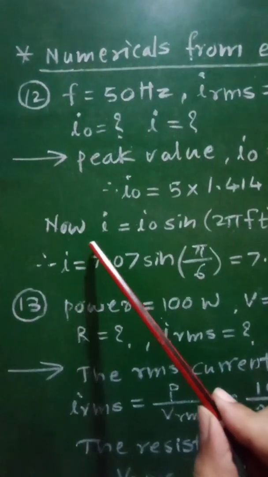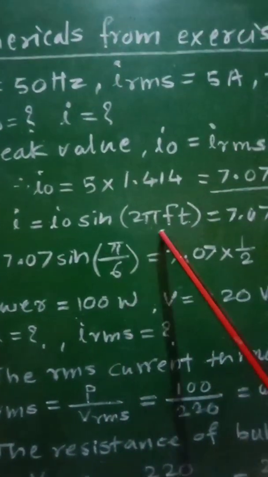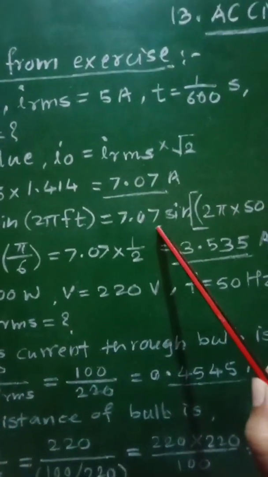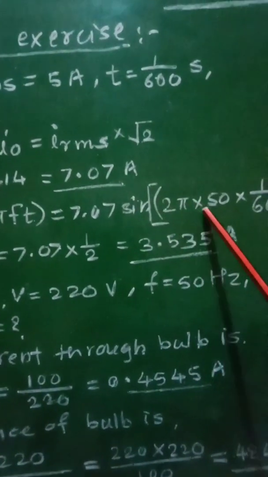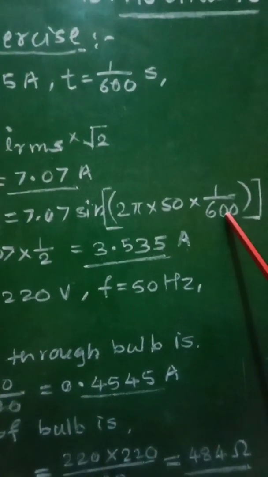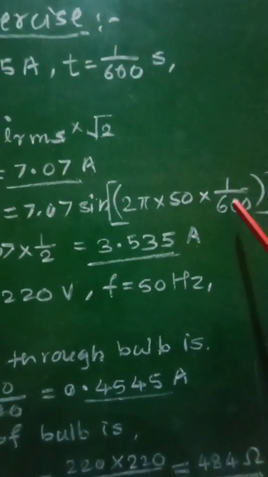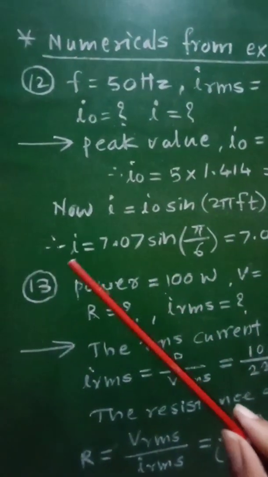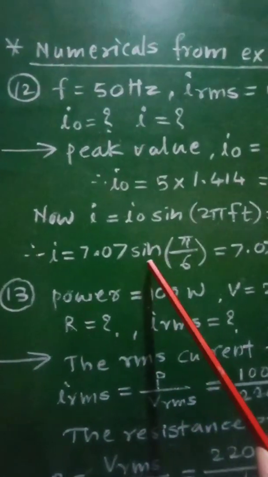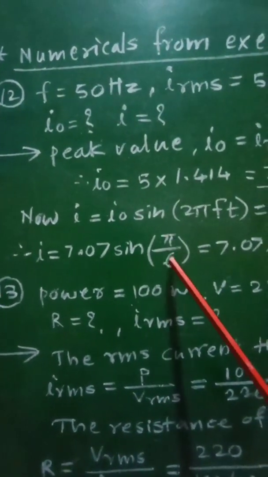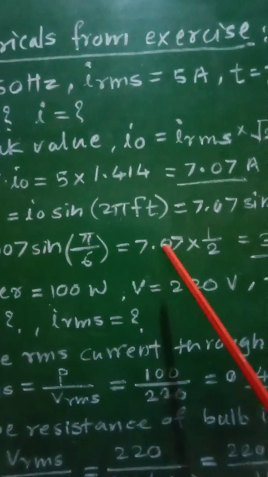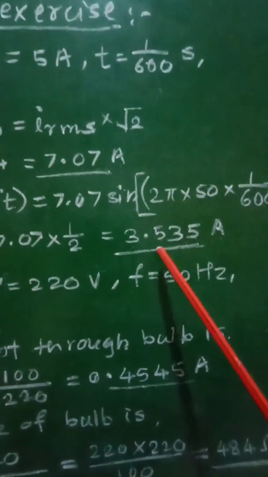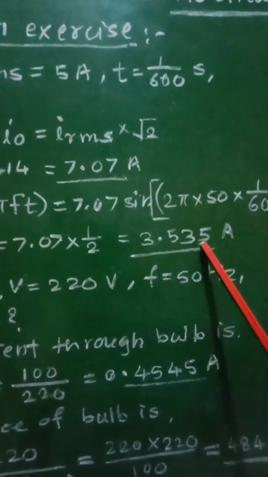Now the instantaneous value of current I is equal to I0 sine omega t, that is 2 pi f t, which will be equal to 7.07 sine 2 pi into 50 into 1 upon 600. But 2 into 50, that is 100, 100 upon 600, that is 1 by 6, and into pi, that is pi by 6. And therefore I will be equal to 7.07 sine pi by 6. But sine pi by 6 is half, and therefore 7.07 into half, which comes out to be 3.535 ampere. This is the value of instantaneous current.